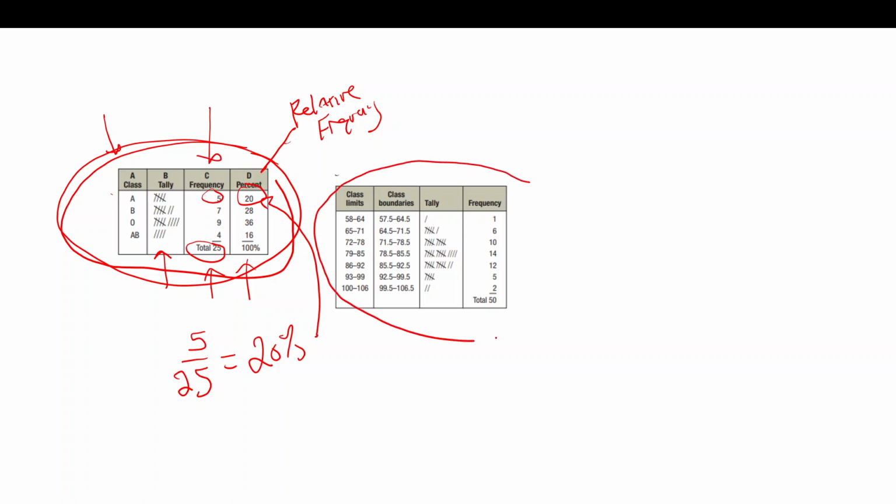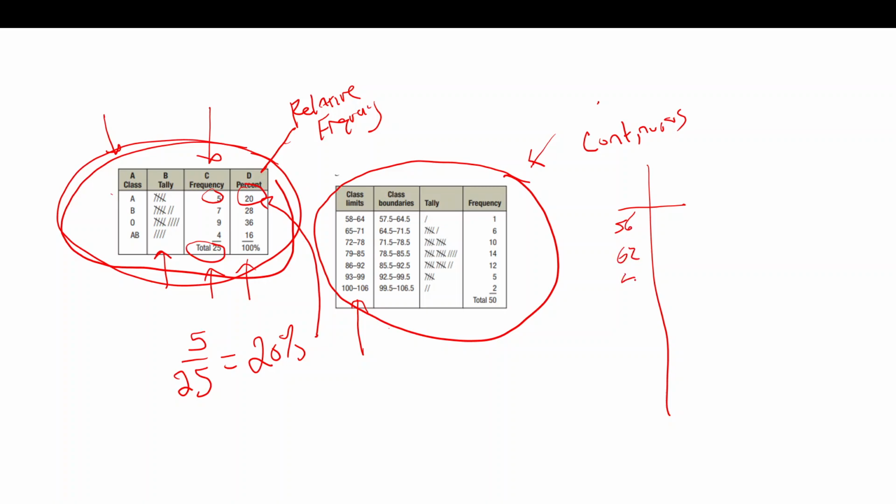On the right, we have a basic frequency table as well, but if you look at it carefully, it's got this class limits thing. This is actually one that came from continuous data originally. I don't have this actual data, but there was data that had values from 56 to 106, and so whatever these things were, there were all kinds of values in between.